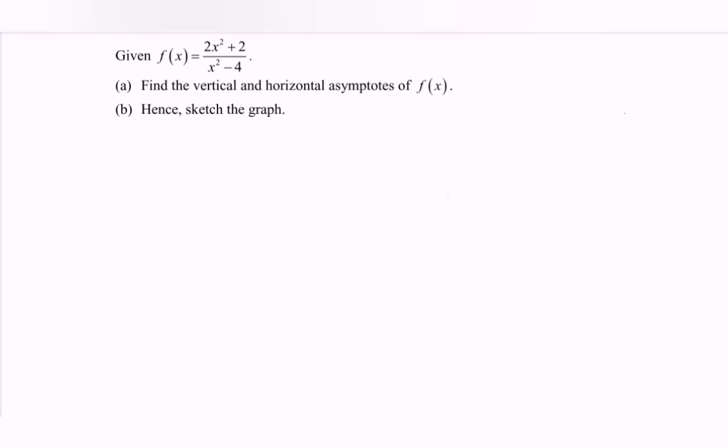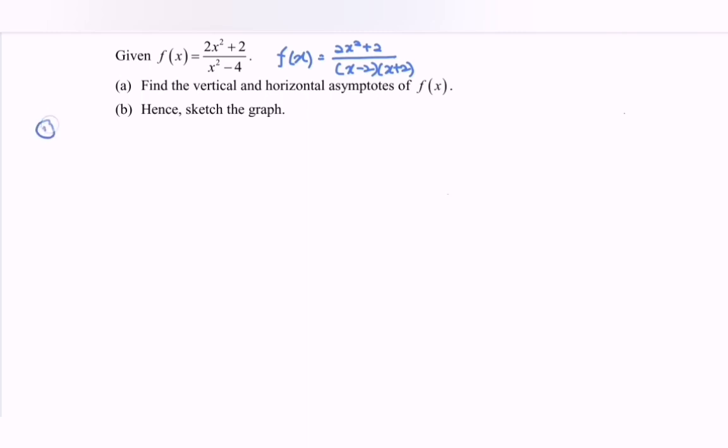Hello everyone, in this video I'm going to discuss the example for limits and also the asymptote. Given the function y = (2x² + 2)/(x² − 4), rewrite the function as (2x² + 2)/((x − 2)(x + 2)). Find the vertical and the horizontal asymptote of the graph and then sketch the graph.